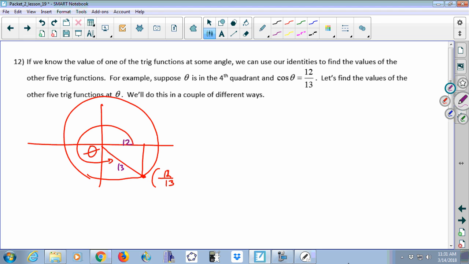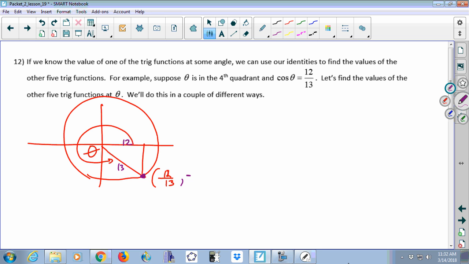Okay. Cosine is positive here because it's my x value. What do I know about my y value? Because of my location, what do I know about my y value? Negative, which means sine is negative. Because that's sine of theta. So cosine is positive, its reciprocal secant is positive. Sine is negative, its reciprocal cosecant is negative. When either sine or cosine is negative, tangent is negative, and therefore cotangent is negative.